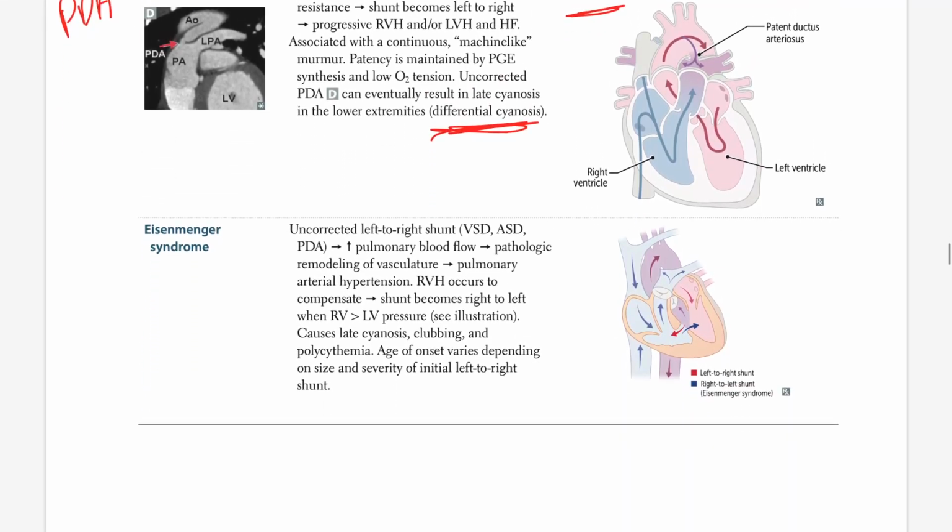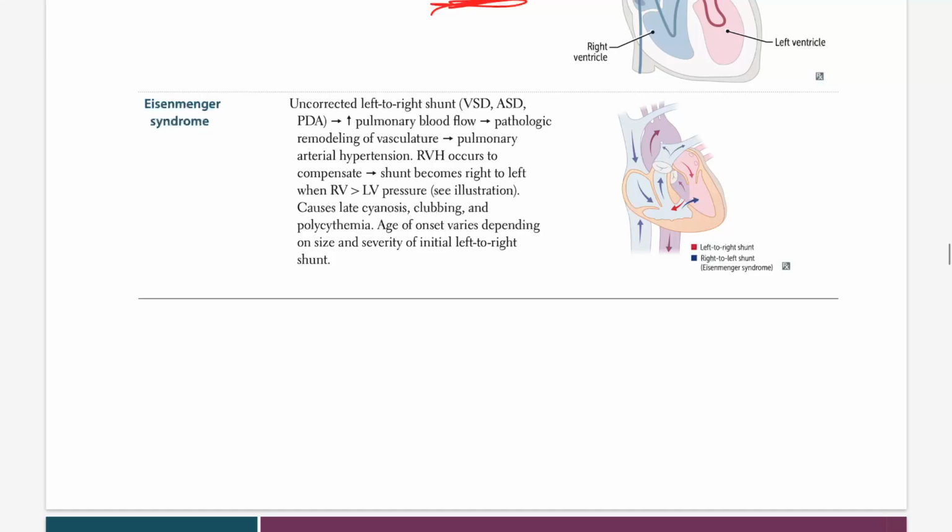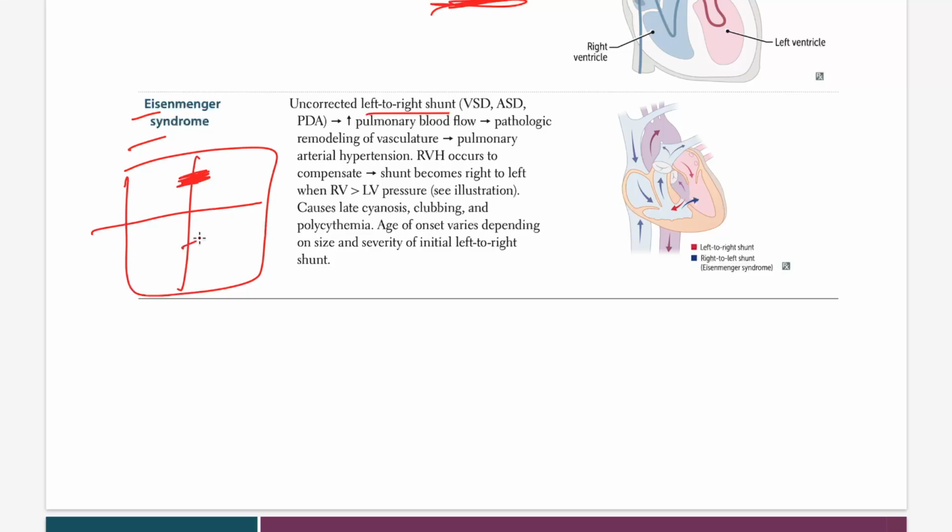Okay, now the last thing here, we have Eisenmenger syndrome. What is Eisenmenger syndrome? Eisenmenger syndrome is an uncorrected left to right shunt, either uncorrected ASD, uncorrected VSD, or, let's say, I'm just going to do it here, PDA. If you have any uncorrected left to right shunt, what's going to happen is there's going to be an increase in pulmonary blood flow.